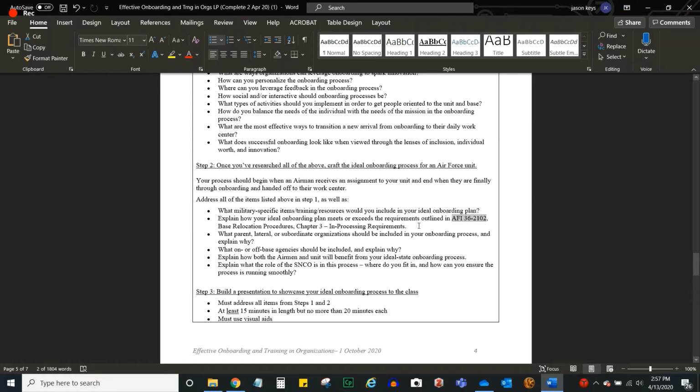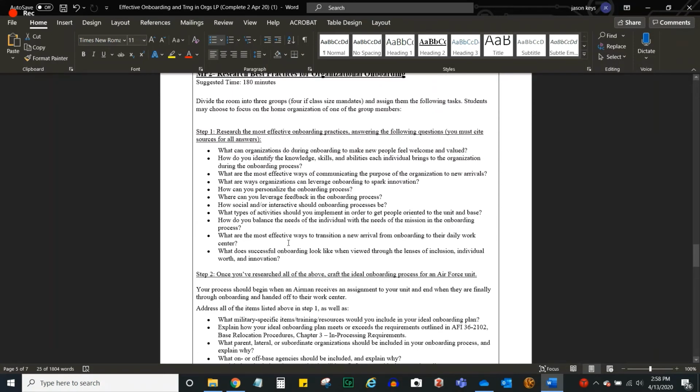This is a great question down here. How do both the airmen and the unit benefit from this ideal state onboarding process? So you don't want to create a process that's just fantastic for the airmen, but not realistic and ideal for a unit. How do you balance both of those? And finally, what role does the senior NCO play in this entire process? Where do they fit in, and how can they ensure that the process is running smoothly?